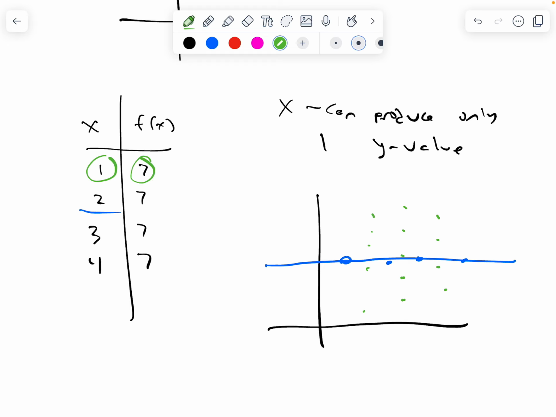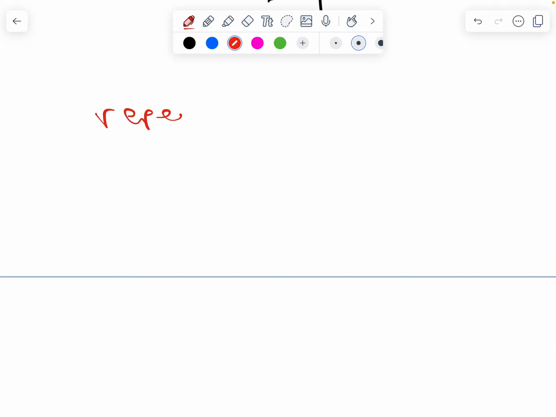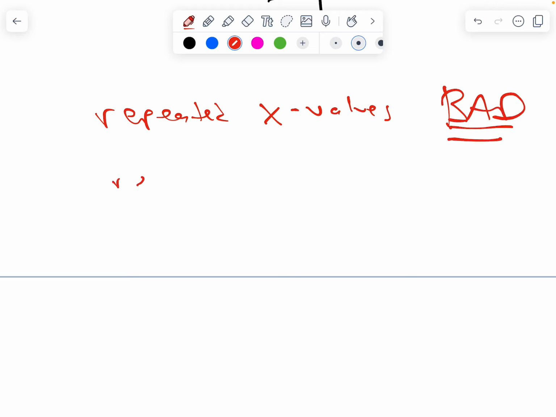Let me show you what something that would not be a function would be like. If I put in a 4 just one more time just to check, this time 4 gave me 21, well then that isn't a function because that point now violates the vertical line test. So in summary, repeated x values is bad. That makes it not a function. Repeated y values, we don't have a problem with those. Okay, that's everything on whether something is or isn't a function.